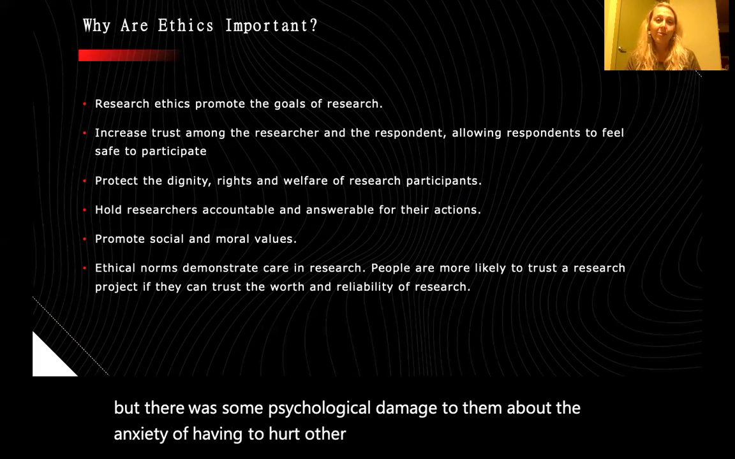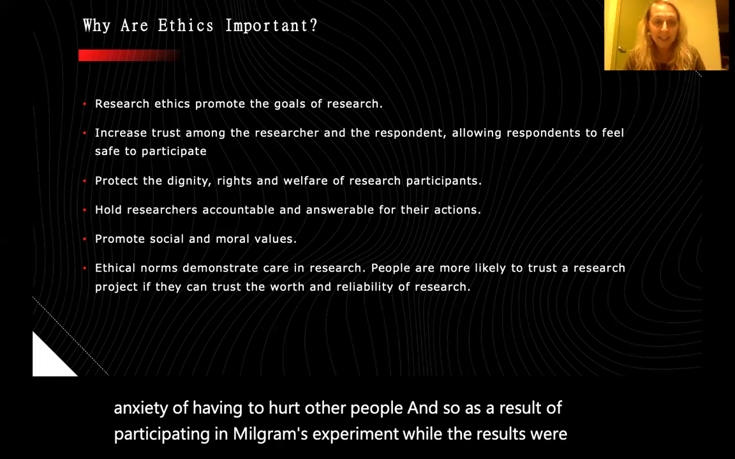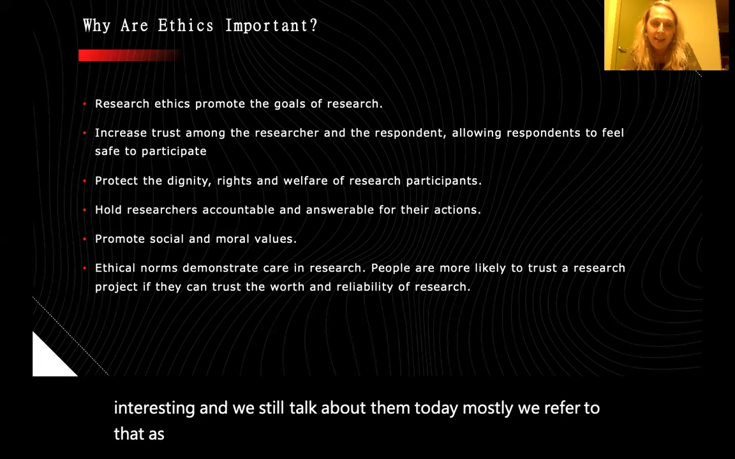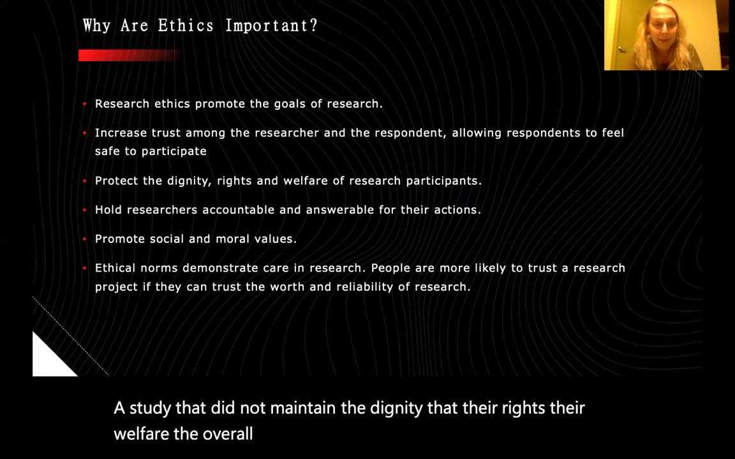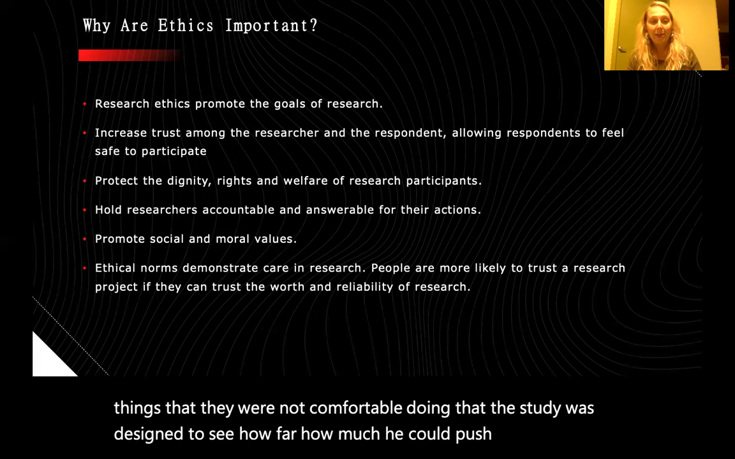And so as a result of participating in Milgram's experiment, while the results were interesting and we still talk about them today, mostly we refer to that as an example of a study that did not maintain the dignity, the rights, the welfare, the overall well-being of the participants who were asked to do things that they were not comfortable doing. The study was designed to see how much you could push somebody to maintain their feelings of comfort in harming somebody else.